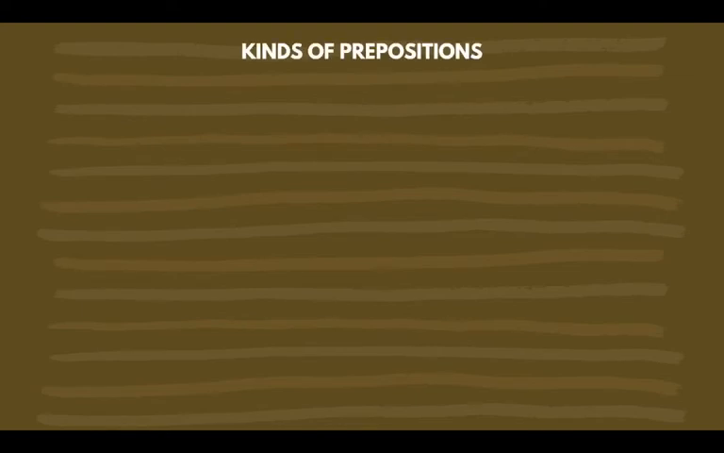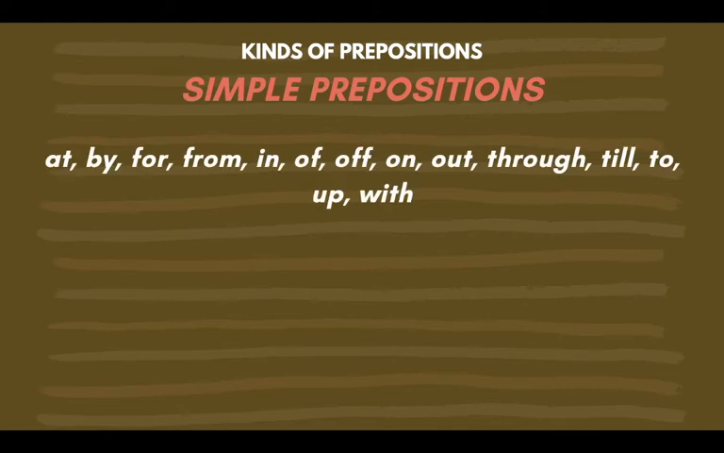Kinds of prepositions. So the first one is simple prepositions. These are the list of words. Let us read them. At, by, for, from, in, of, off, on, out, through, till, to, up, with. These are the simple prepositions which are used in the sentence to link up the words, to give a proper meaning to the sentence.